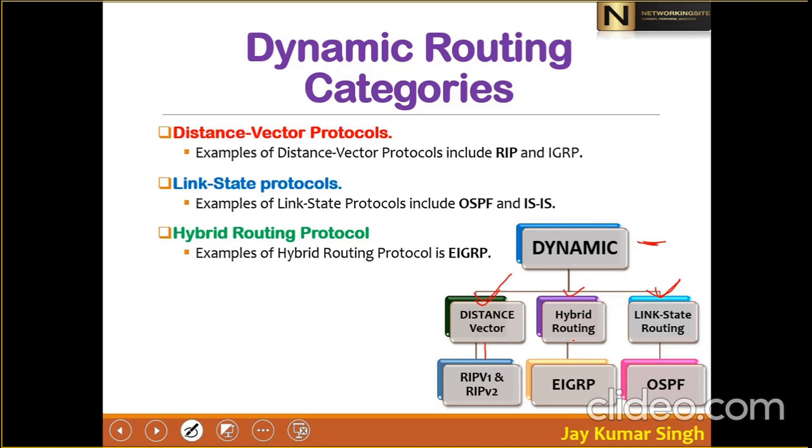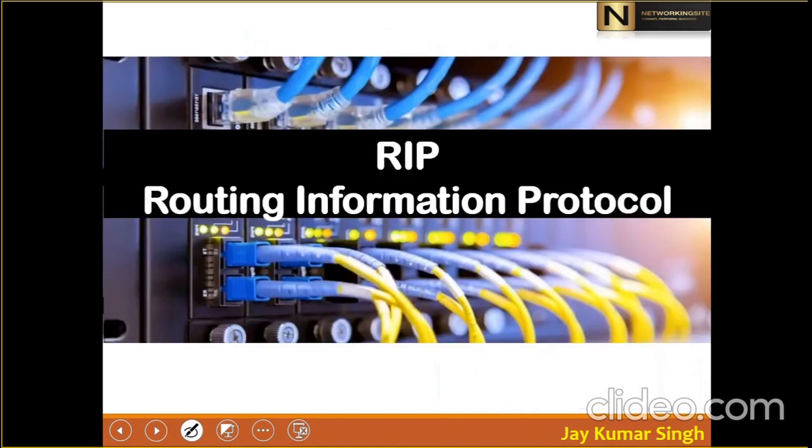Why are they calling it distance vector? Because it calculates the distance as hops. Link state means OSPF works on the basis of link state. Link means the cable or port which is connected. There are two routers, this is the link, and they work on the link state. EIGRP is the combination of both, that's why it is known as hybrid. We'll come to know slowly how it works.